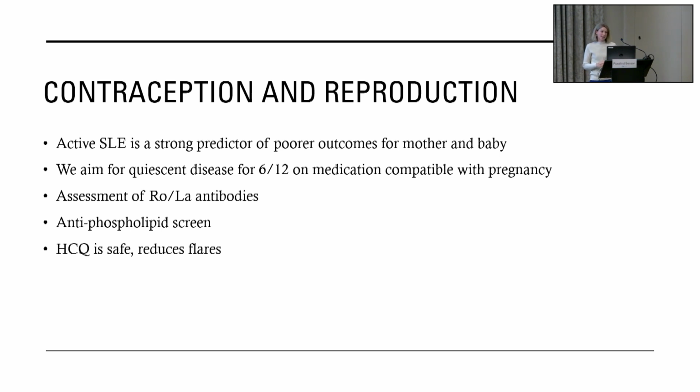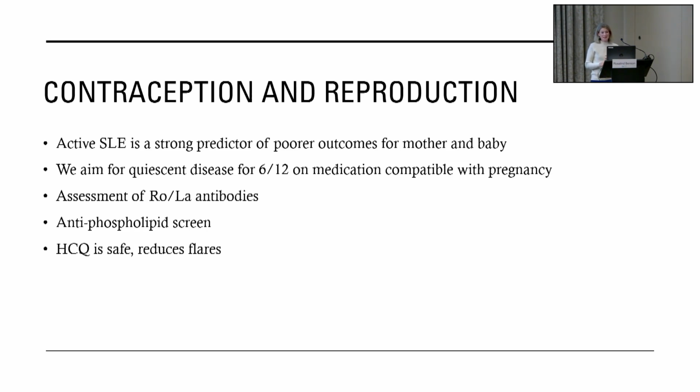We also like to recheck their anti-Ro antibodies. I've talked about anti-Ro before and the risk of congenital heart block. We recheck their antiphospholipid screen because if they're antiphospholipid antibody positive, they've got an increased risk of small for gestational age, placental insufficiency, and clots within pregnancy. It guides us as to what medication to give, whether aspirin in pregnancy or low molecular weight heparin.